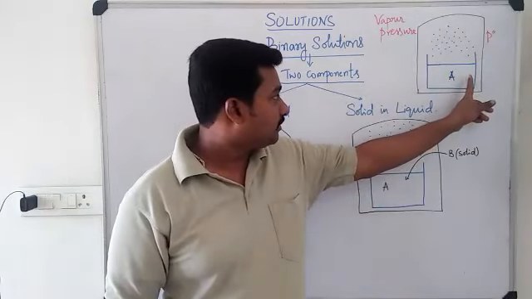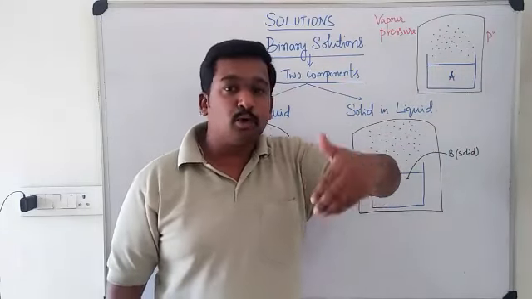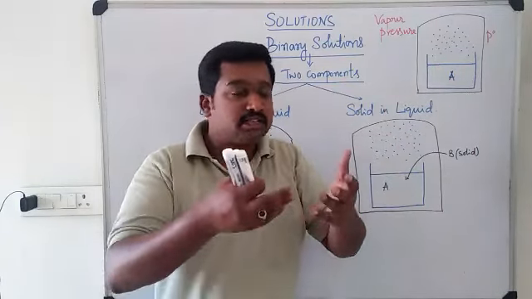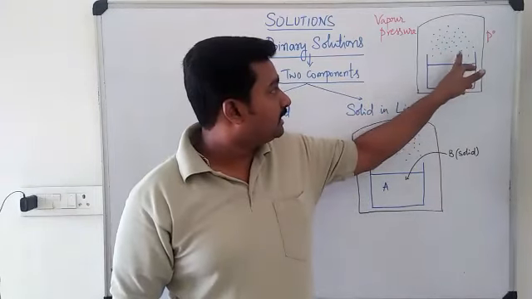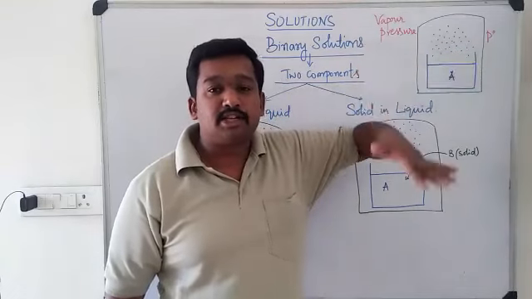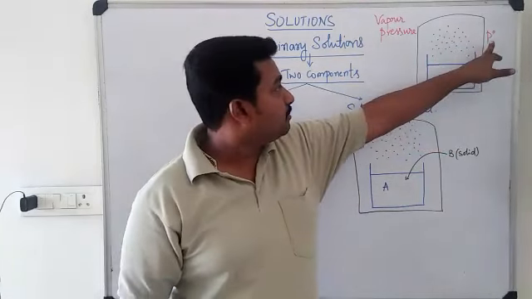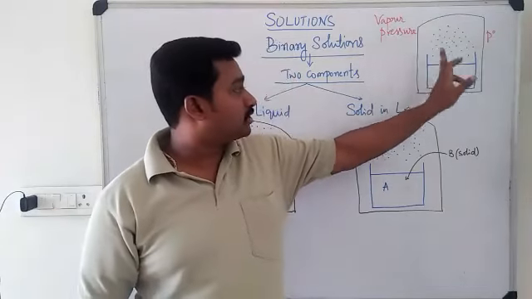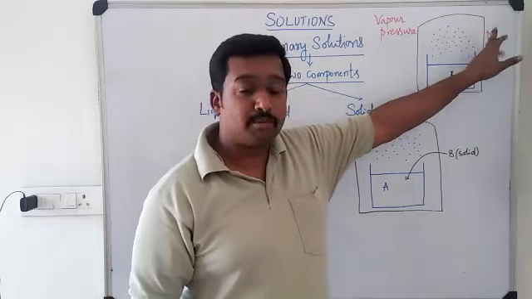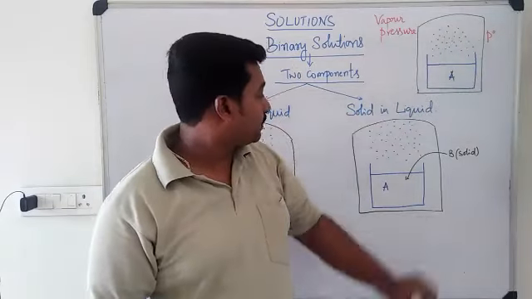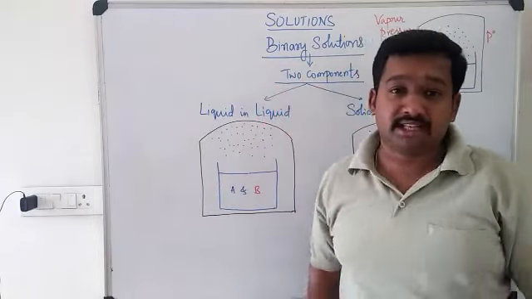Imagine there is a beaker and I have taken a liquid A in this. Liquid A on its own by nature evaporates. The molecules of A have formed vapors here, and these vapors exert a pressure on the surface of liquid A, and that pressure exerted on the surface, P naught, is called vapor pressure of liquid. So this is the vapor pressure of pure liquid A. Further, let's go on to discuss what is a binary solution.